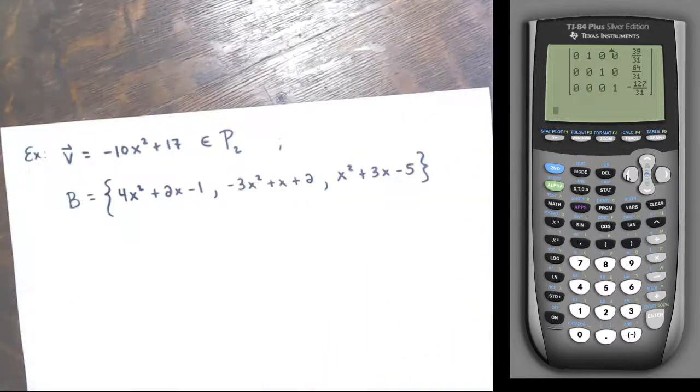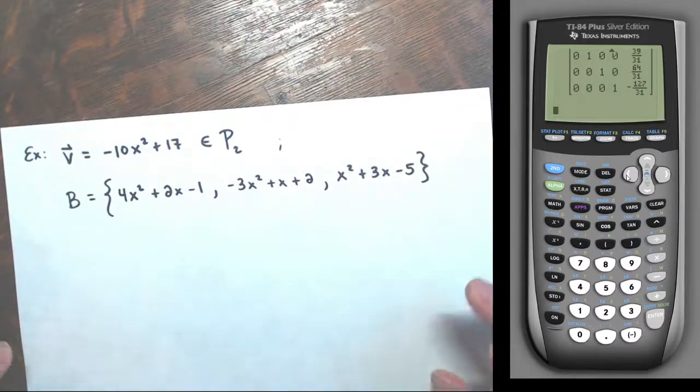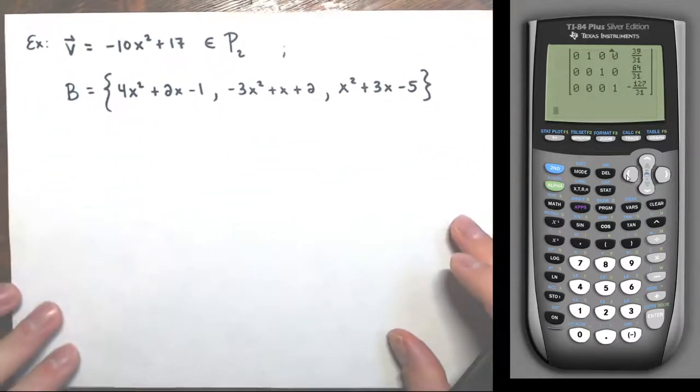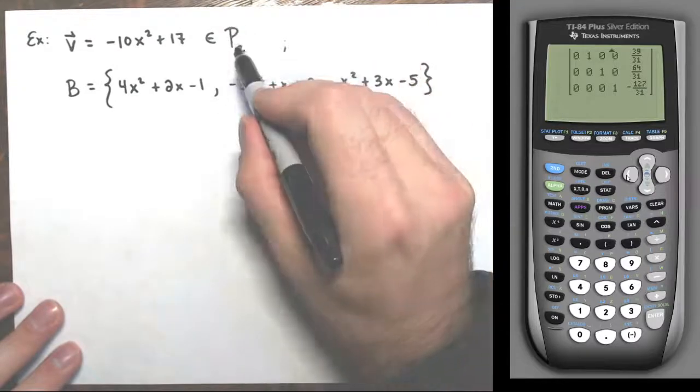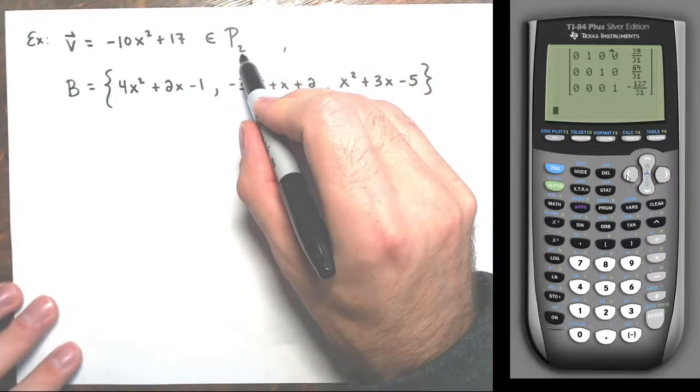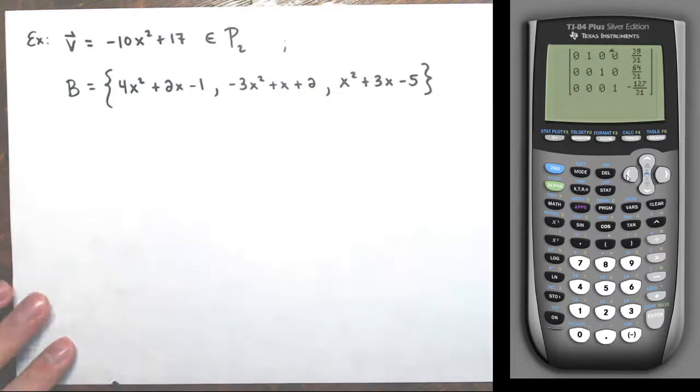All right, so my last example. This time I'm in that vector space, remember P2 here? This is all the polynomials of degree 2 or less, with the standard polynomial addition and multiplying by a scalar. So I'm in a new vector space this time.